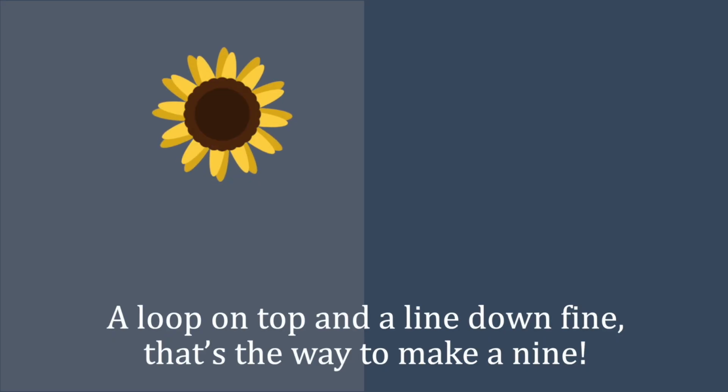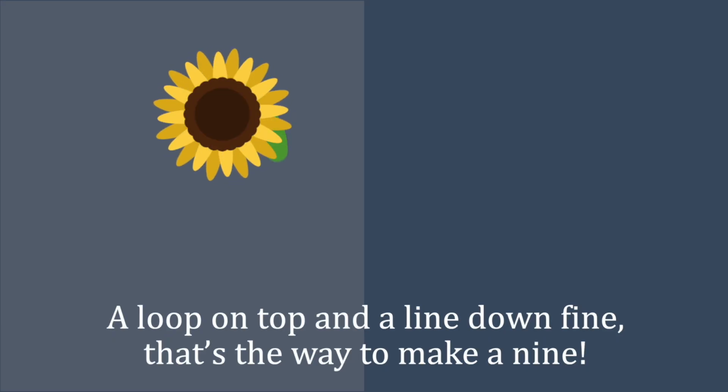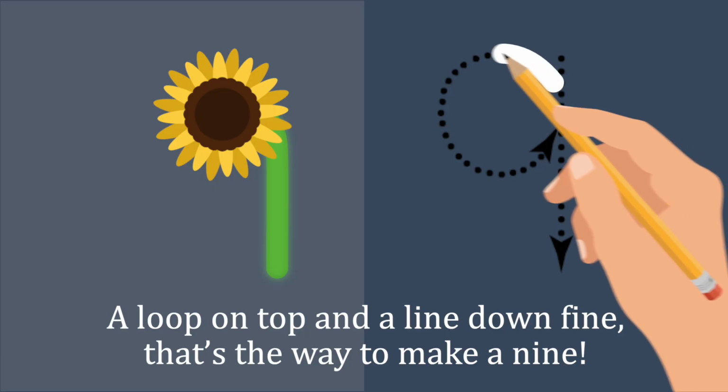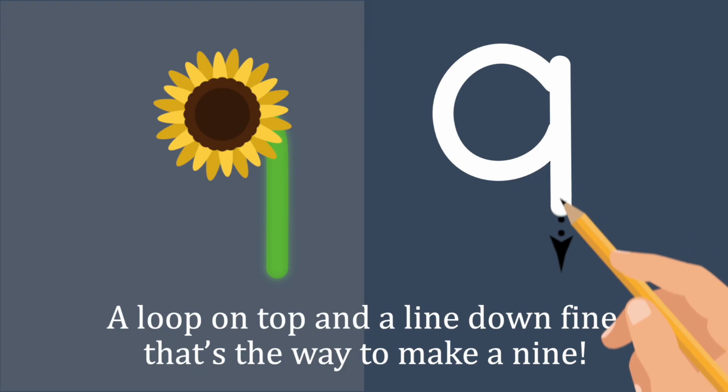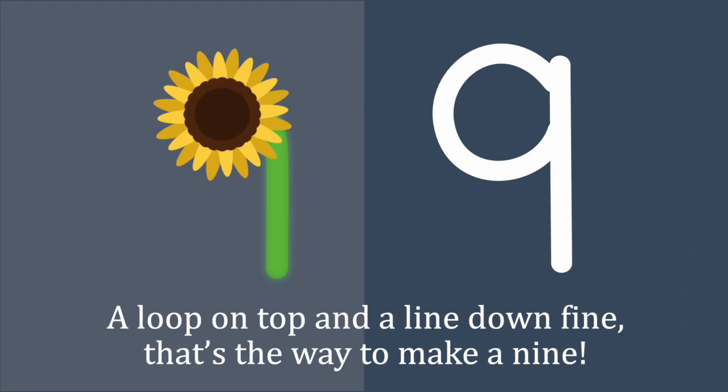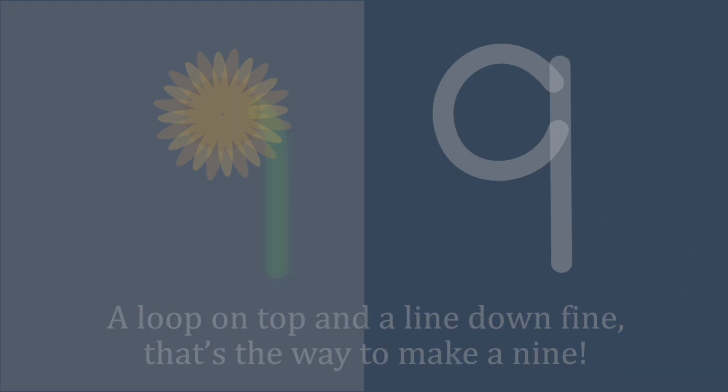Number 9. A loop on top and a line down fine, that's the way to make a 9. Number 10. Number 10 has two numbers, 1 and 0.